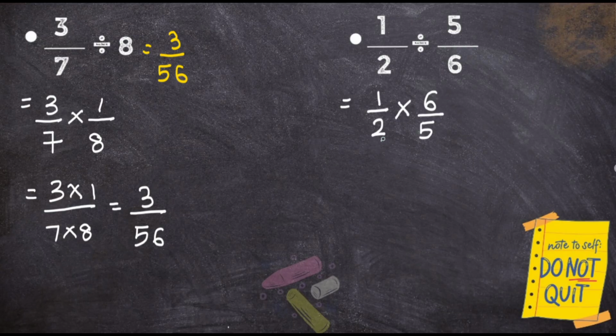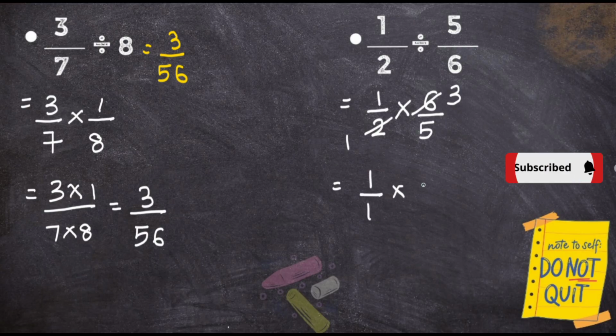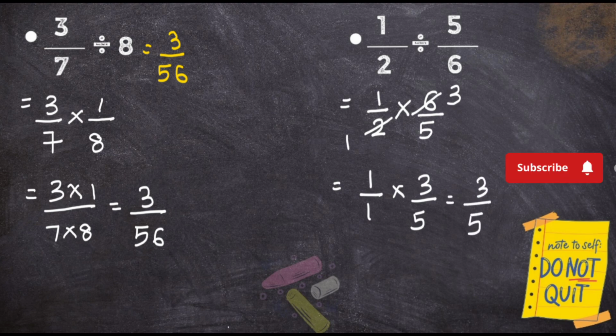That is, they both are going in one single table, which is 2. So here 2 goes in 2's table and 6 goes in 2's table. So you can directly cancel. 2 ones are 2, 2 threes are 6. Now who all are left? 1 upon 1 into 3 upon 5. So what will be the answer? 3 upon 5. So the answer will be 3 upon 5.